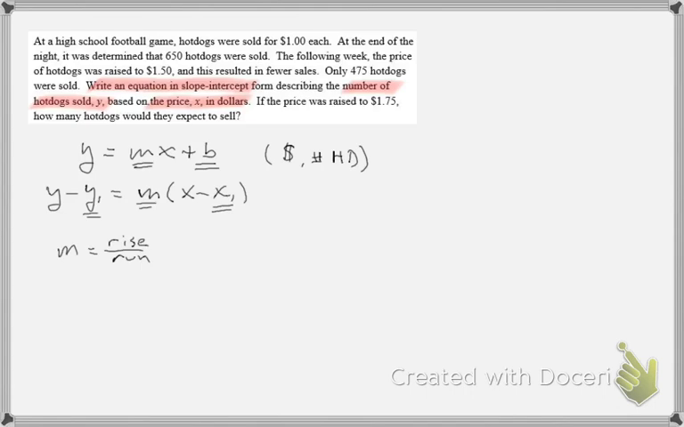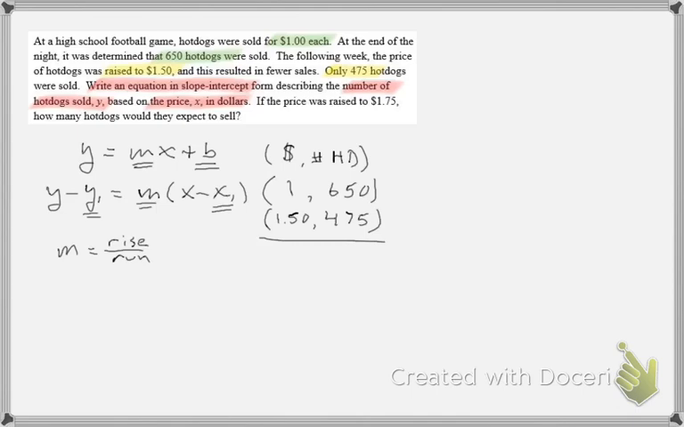And in the first couple of sentences, what I notice is that when the hot dogs were $1 each, they sold 650 of them. So that's going to be an ordered pair. The price was $1, and the number of hot dogs was 650. The next ordered pair that I see is for the following week. They raised the price to $1.50, and when they did that, they only sold 475 dogs. So my ordered pair here is going to be price $1.50, and they sold 475 hot dogs.